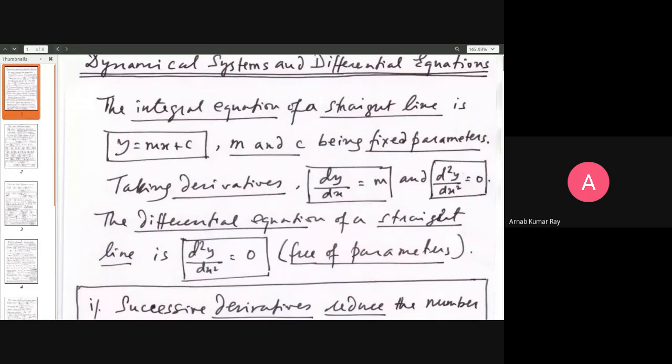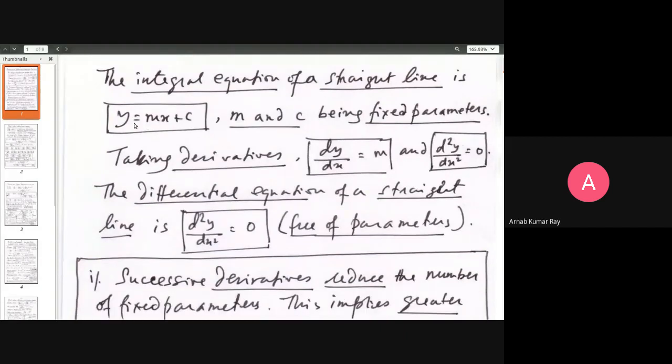So when you talk about a straight line, m and c have fixed values. Once determined for a line equation, they are not going to change. So when you take the derivative of this equation, y is equal to mx plus c, you have dy/dx is equal to m. So c will vanish. And then when you take the second derivative of this equation, d2y/dx squared will be equal to 0. So this is the differential equation of a straight line, d2y/dx squared is equal to 0, and it is free of parameters. Be clear on that point.